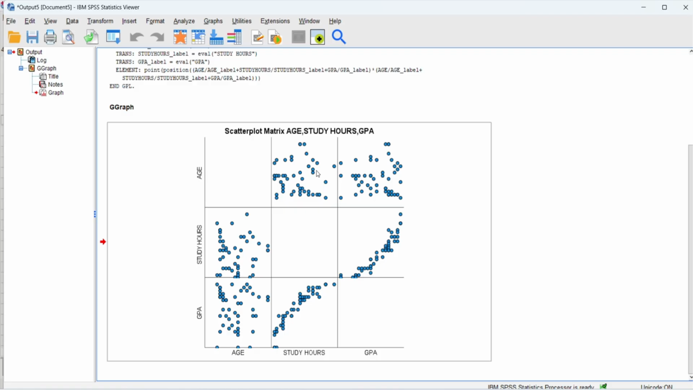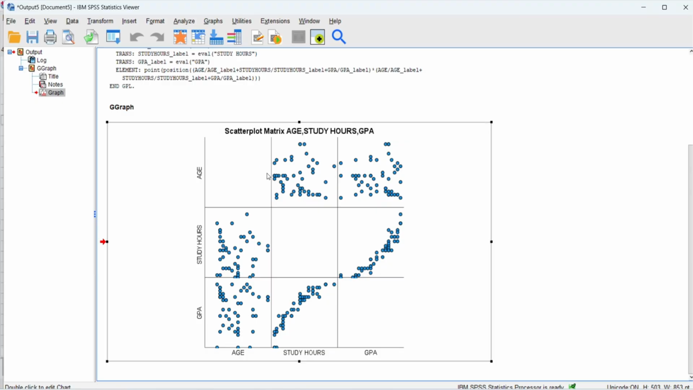When you take age and then steady hours, you realize that most of the points are clustered below, and then a few of them are dispersed above, which means that the relationship between age and then steady hours is a negative relationship. The younger they are, the greater their steady hours. And then the older they are, the fewer their steady hours.